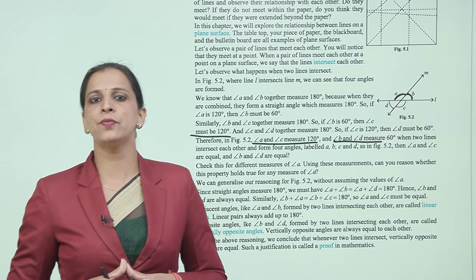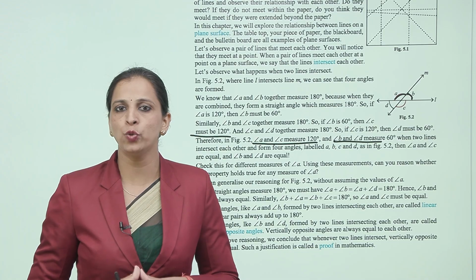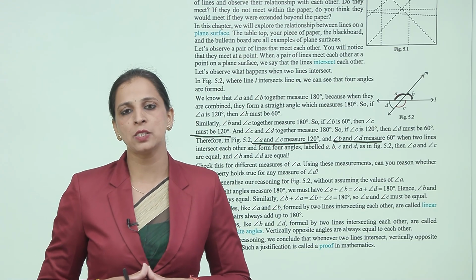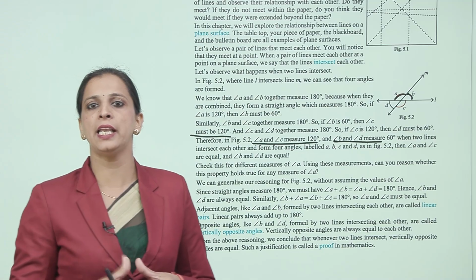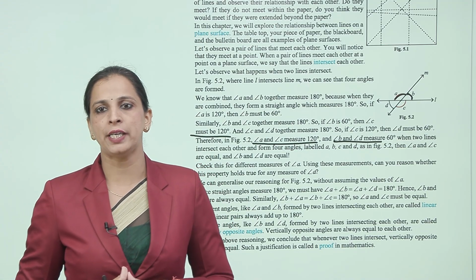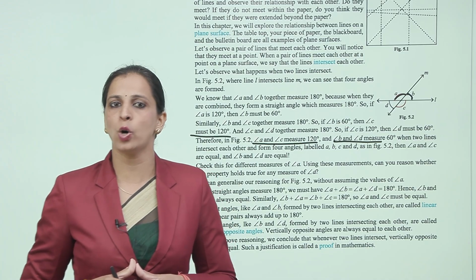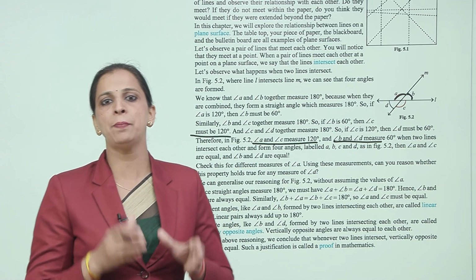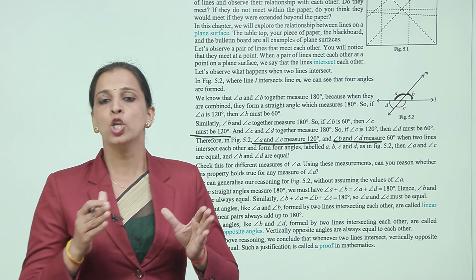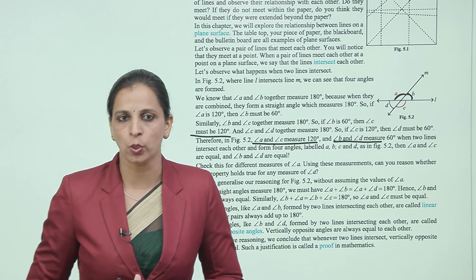We can generalize our reasoning for figure 5.2 without assuming the value of angle A. Since straight angles measure 180 degrees, we must have angle A plus angle B equals angle A plus angle D equals 180 degrees. Hence, angle B and angle D are always equal. Similarly, angle B plus angle A equals angle B plus angle C equals 180 degrees. So, angle A and angle C must be equal.